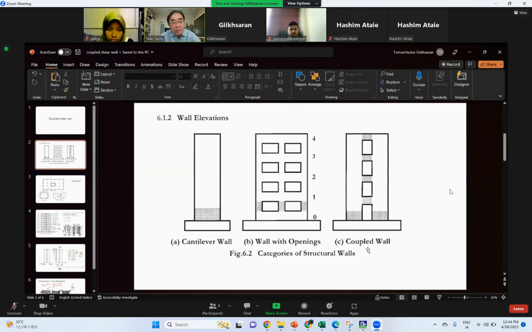And the final one is the coupled wall. It is the most suitable for seismic resistance, and it is designed to form flexural plastic hinges at the wall faces and in the coupling beams, like this shaded area. This provides an efficient mechanism of resisting seismic forces while reducing displacement.